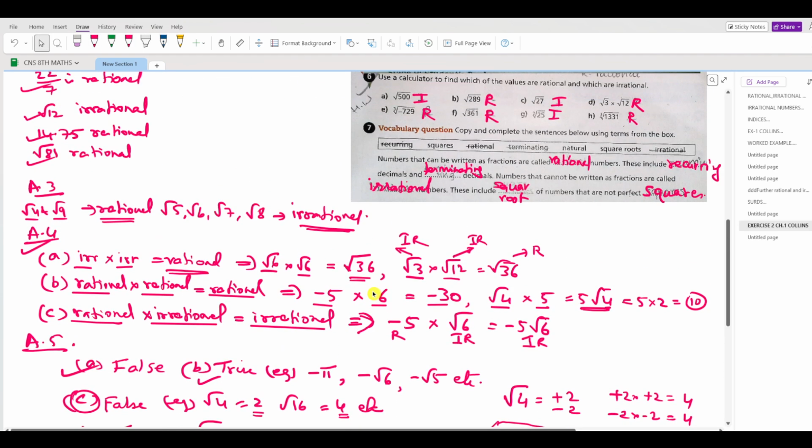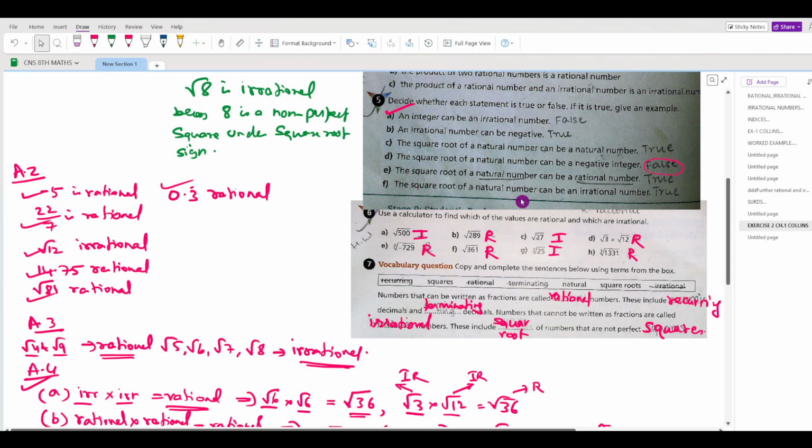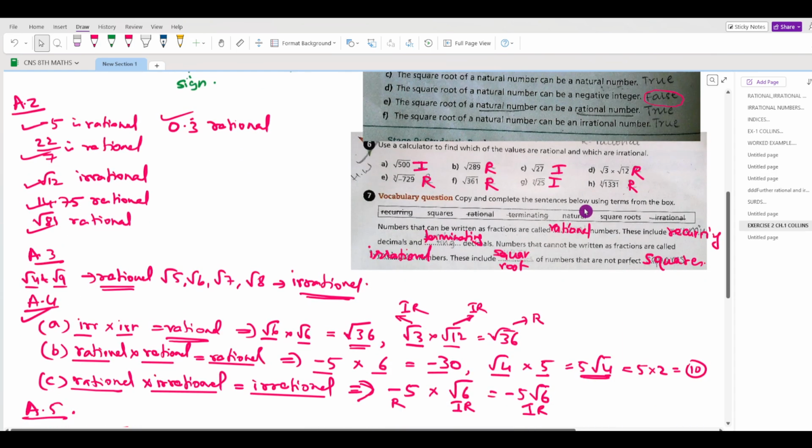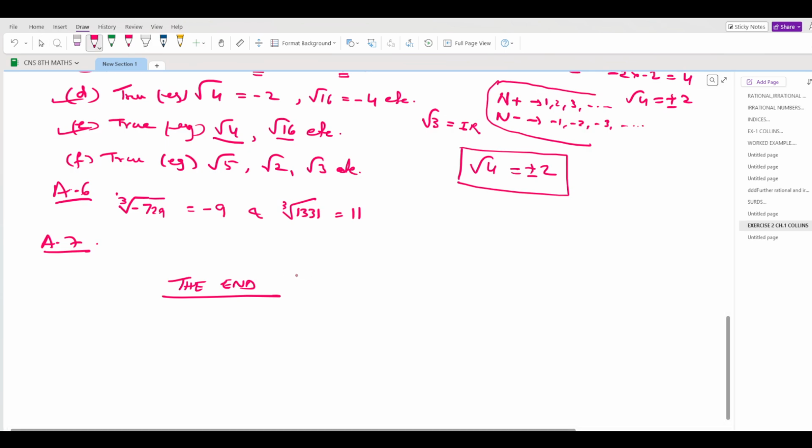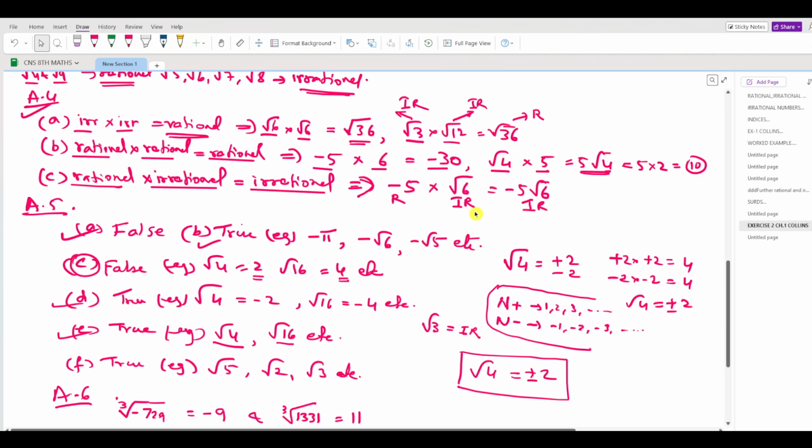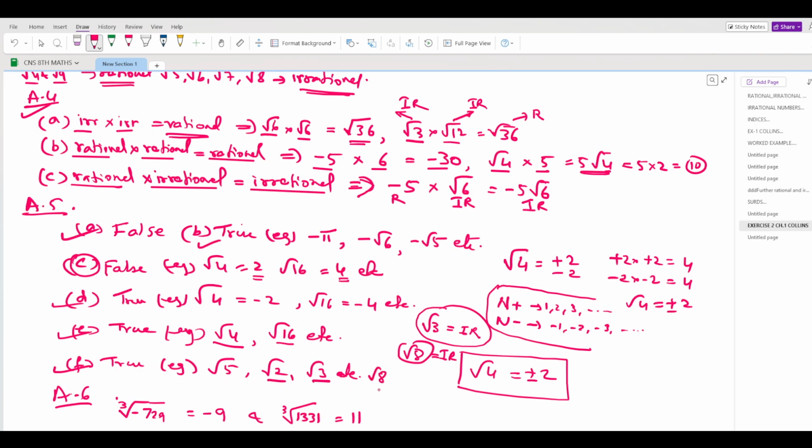Let us check F. F is: the square root of a natural number can be an irrational number. Now this is also true, because as I told you, if you take the square root of 8 or the square root of 3, these are irrational numbers, isn't it? But 3 and 8 are natural numbers also. So it is possible that the square root of a natural number like 3 and 8 will be irrational. So F is also true. Examples that you can give are root 3, root 2, root 5, root 8. So many examples. Okay? That was question number 5.